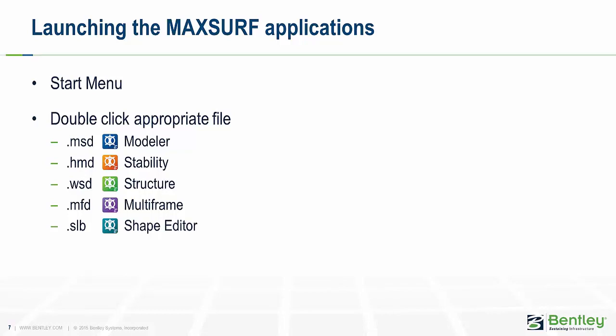So how can I launch the MAXSURF applications? Well, either from the start menu as normal, or you can double click the appropriate file. They're color coded. The blue one has the extension MSD, which is the main, and that will launch in Modeler. The stability is orange, and that has the extension HMD, and if you double click on that, it will launch the stability module. Similarly for structure, multiframe, and the shape editor.